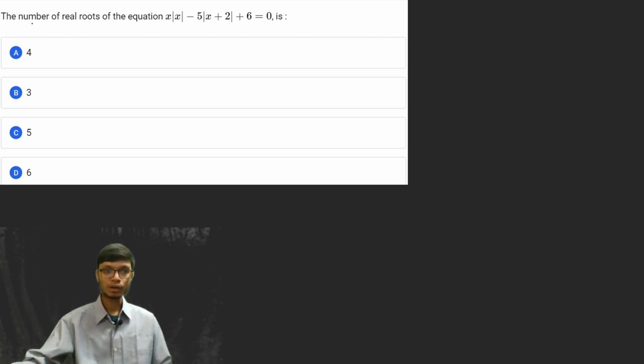So with this, let us start to solve the first question. The first question on the screen asks for the number of real roots for an equation which is equal to 0. So let us write the equation.